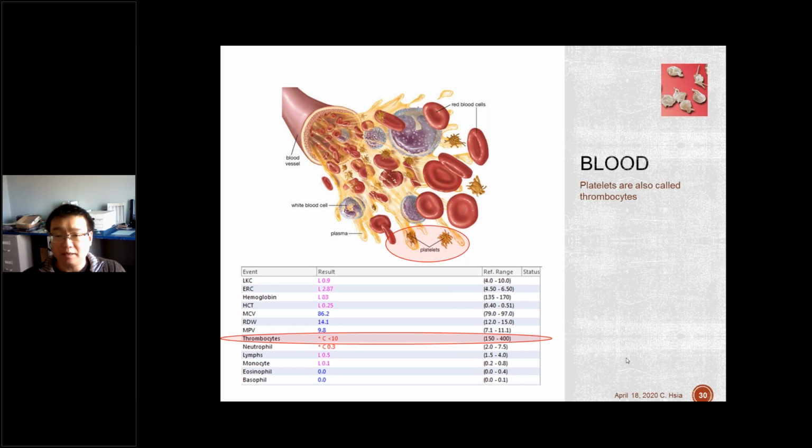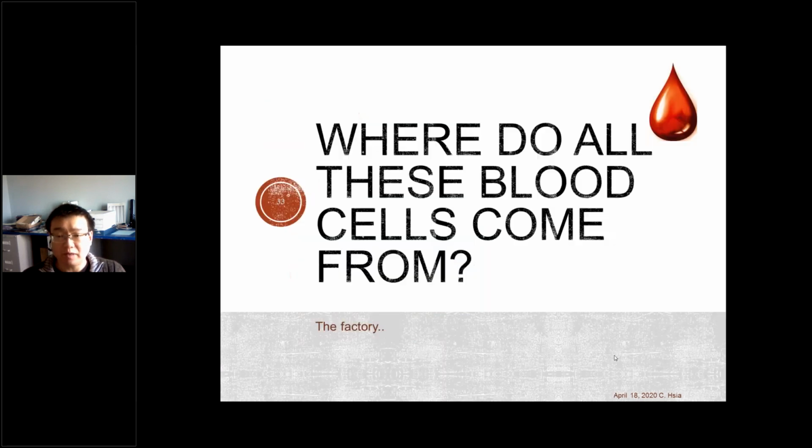Okay, so any questions about those before we move on to the next section, where you might ask yourself, where do all these blood cells come from? Because if we understand where they come from, we can understand what can cause disease, but maybe even make it better by replacing the cells that are not there.